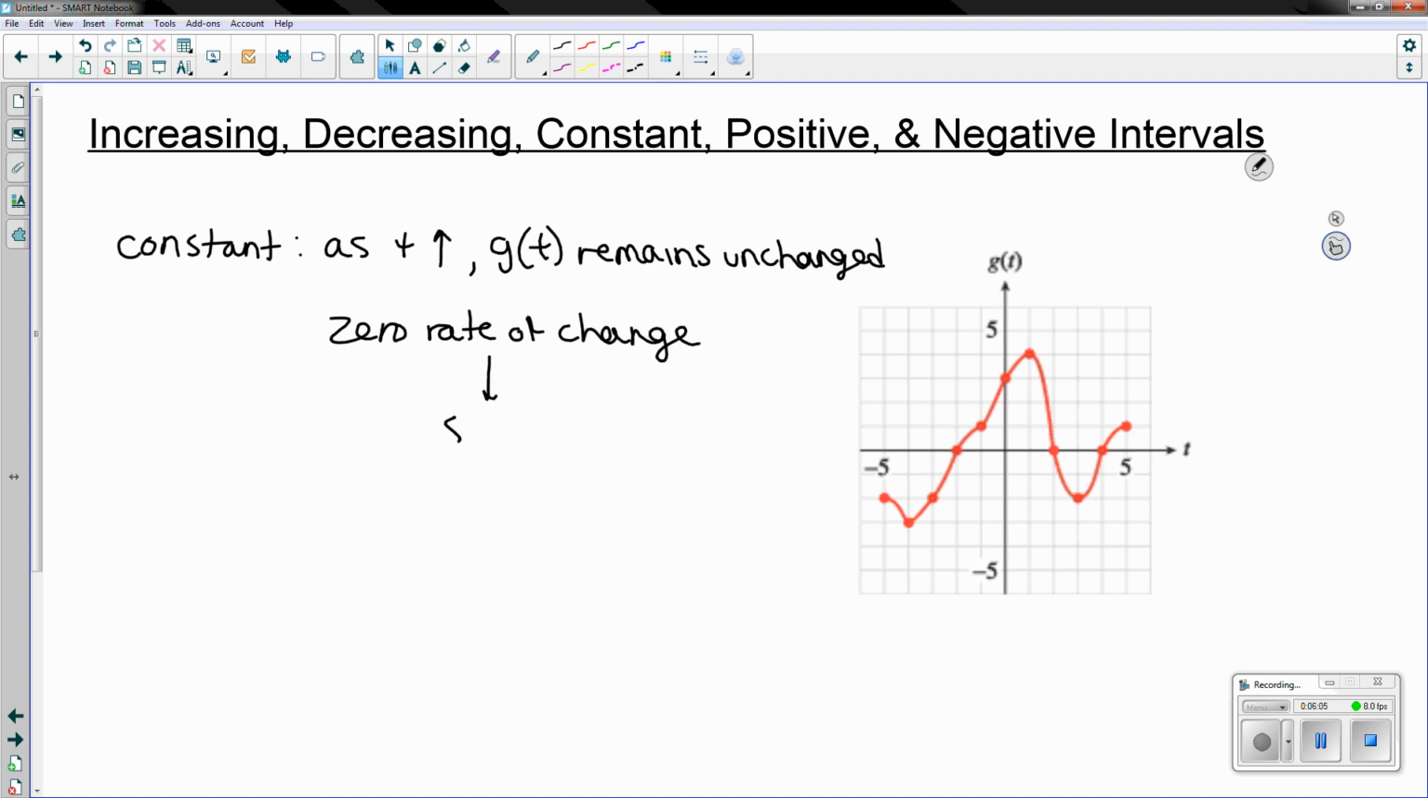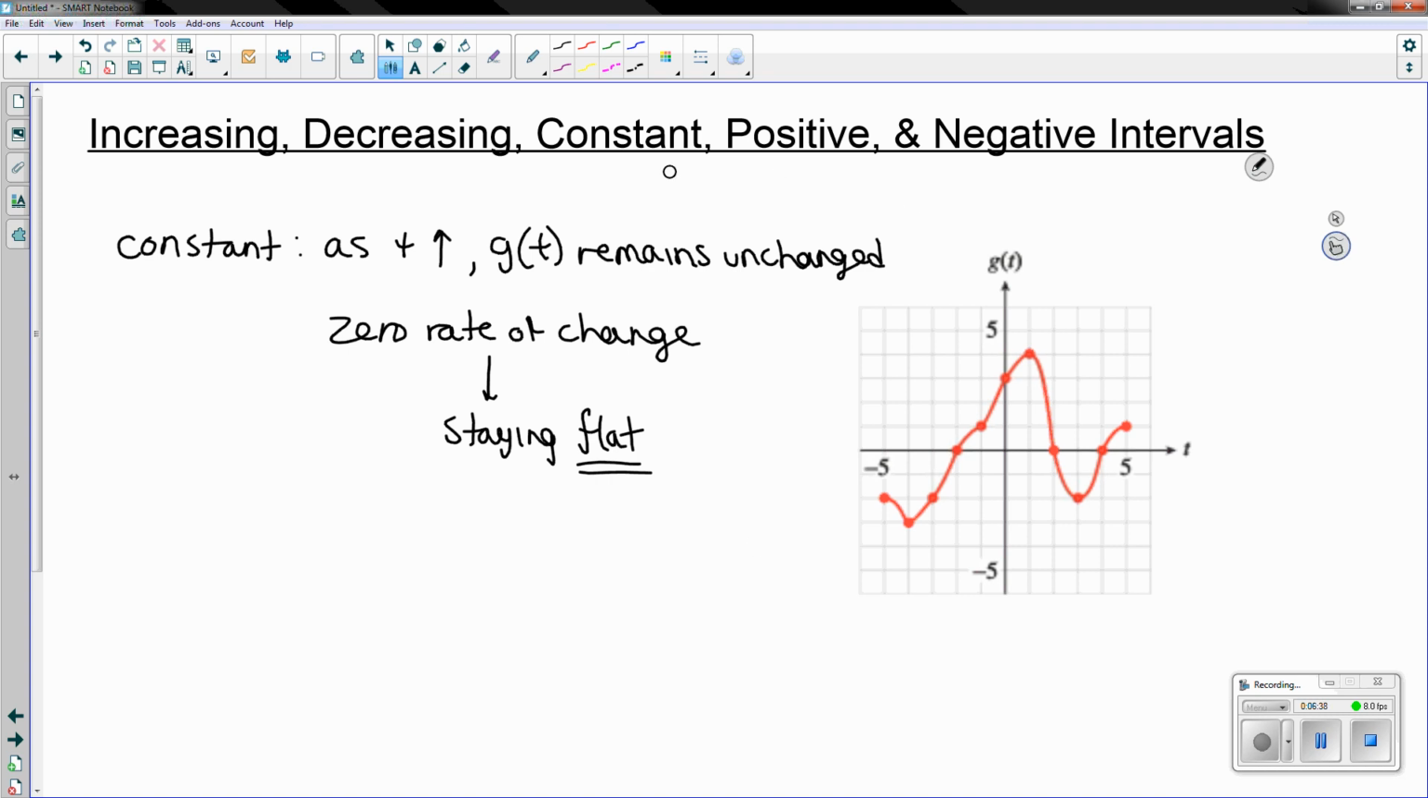Again, this means staying flat for some interval. Now, on this function here, there is no constant interval. There is nowhere where the function just stays flat over some interval given on this particular example. Okay, so no piece of that function is constant. But what you should be on the lookout for is something that stays flat for some input length.